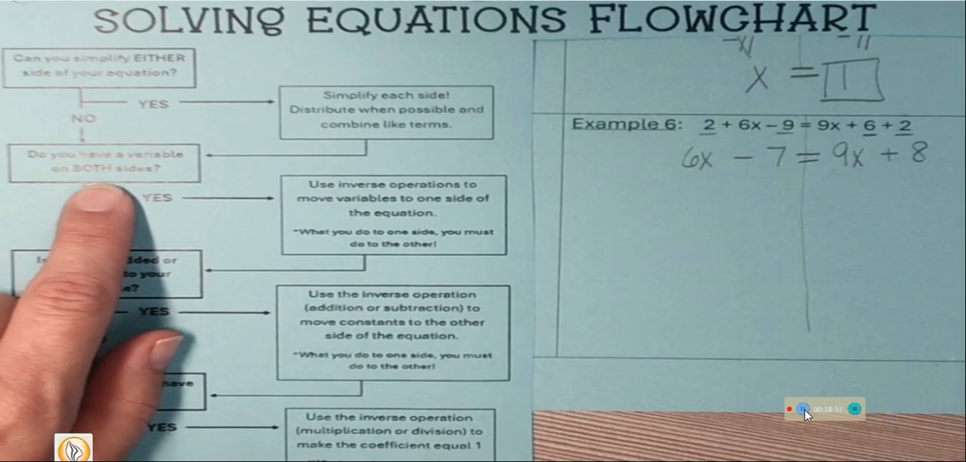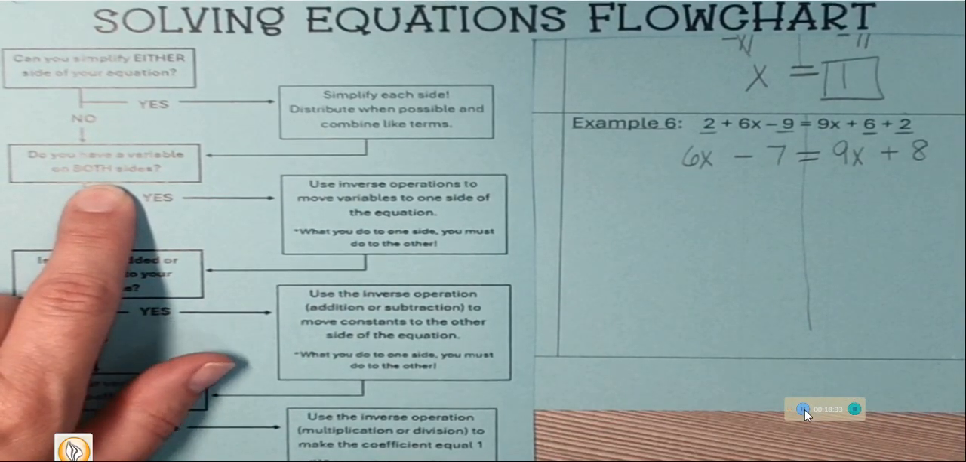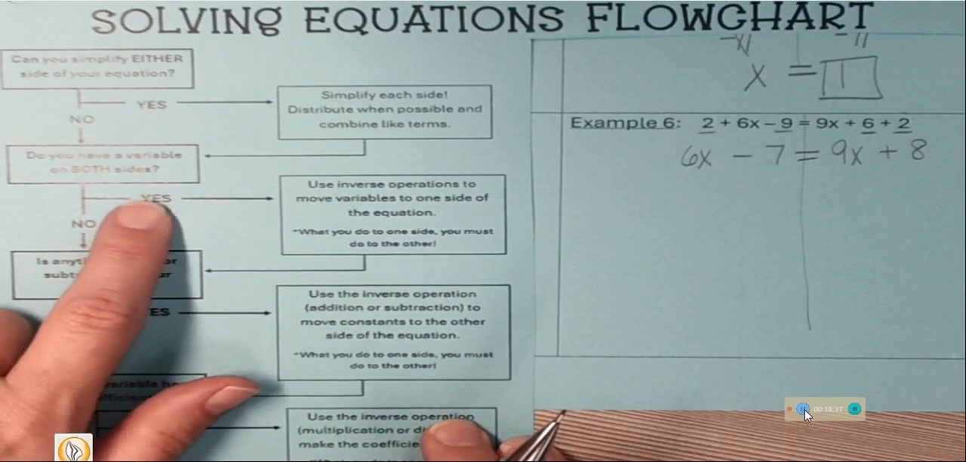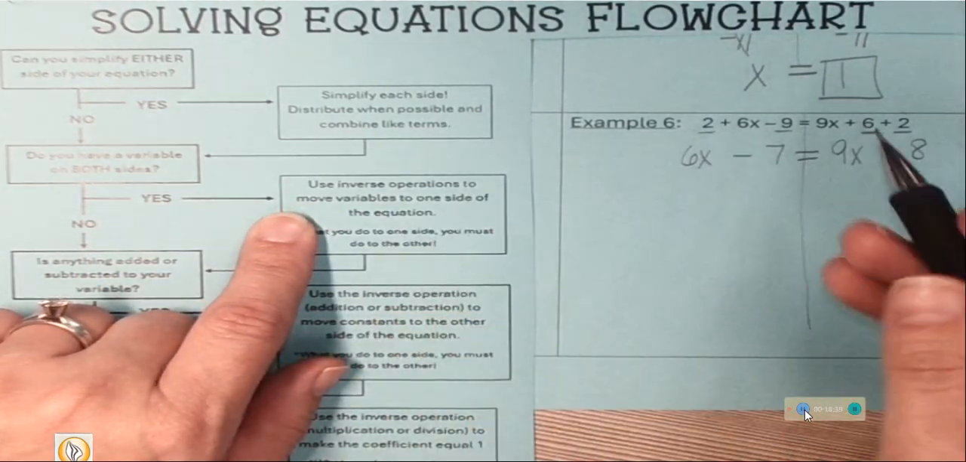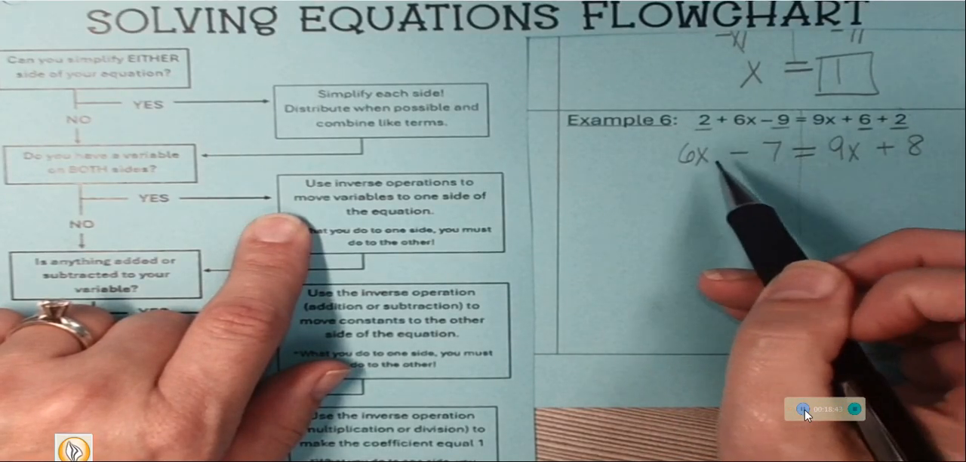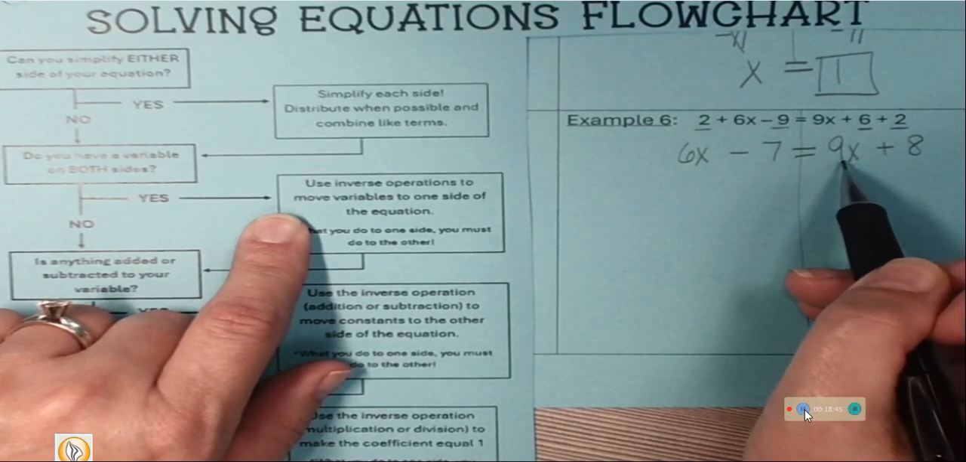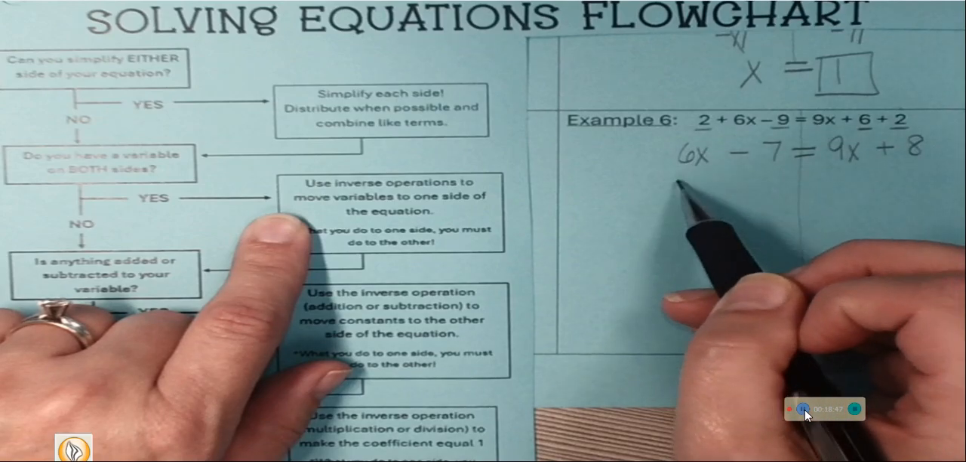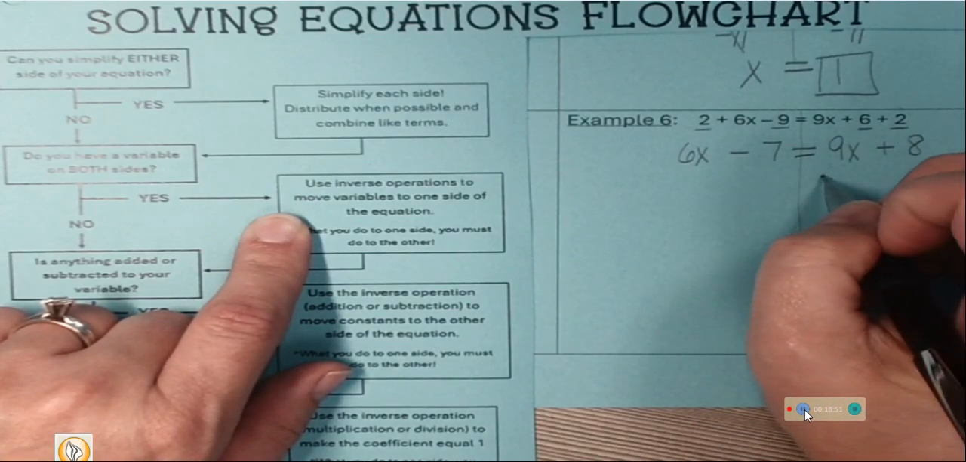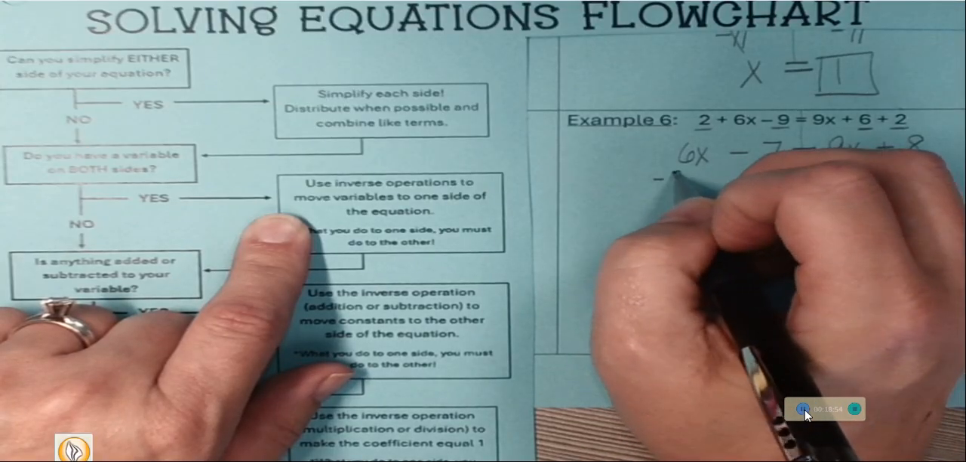The question is, do you have variables on both sides? Yes or no? Yep, so you go here. You're going to use the inverse operations to move both of the variables to the same side. I'm going to choose to move variables to the left. What is the inverse of a positive 9x? Minus 9x to both sides.